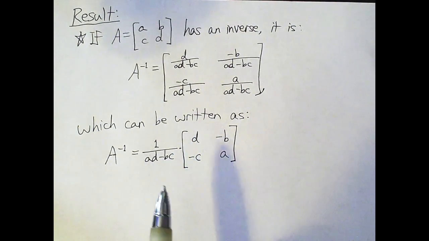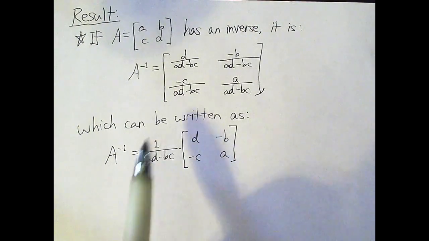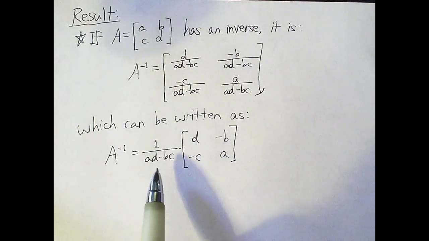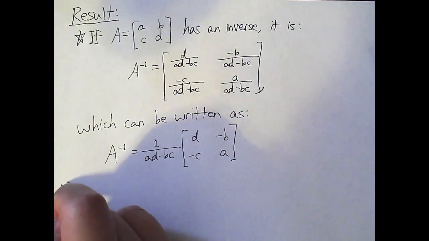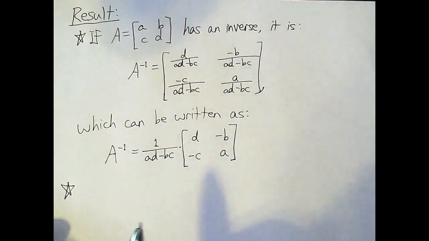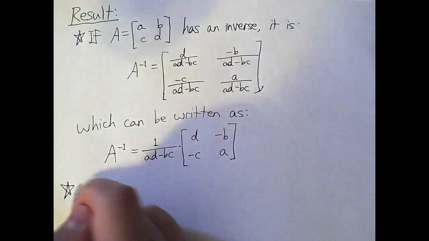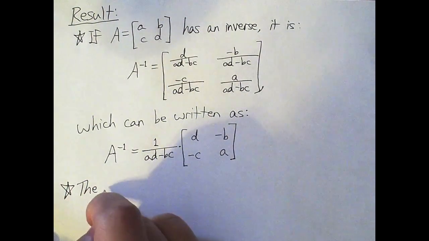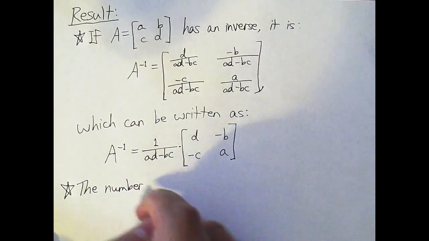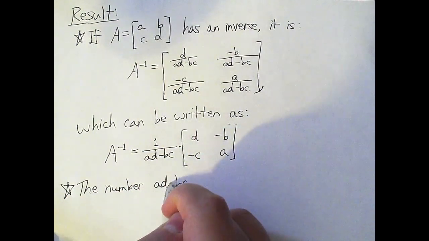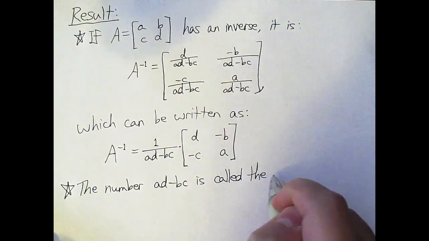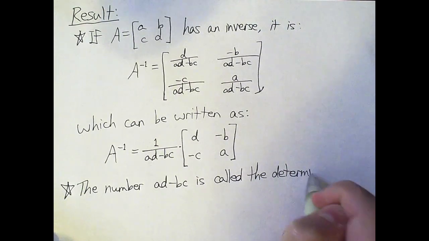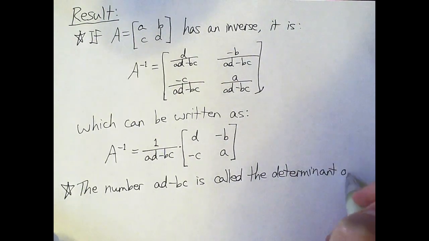This right here, 1 over AD minus BC, is a number times a matrix. So this is like a scalar multiplication like we talked about last time. A number times a matrix. This number, AD minus BC, that seems to be coming up over and over again, is so important that it has its own name. The number AD minus BC is called the determinant of A.